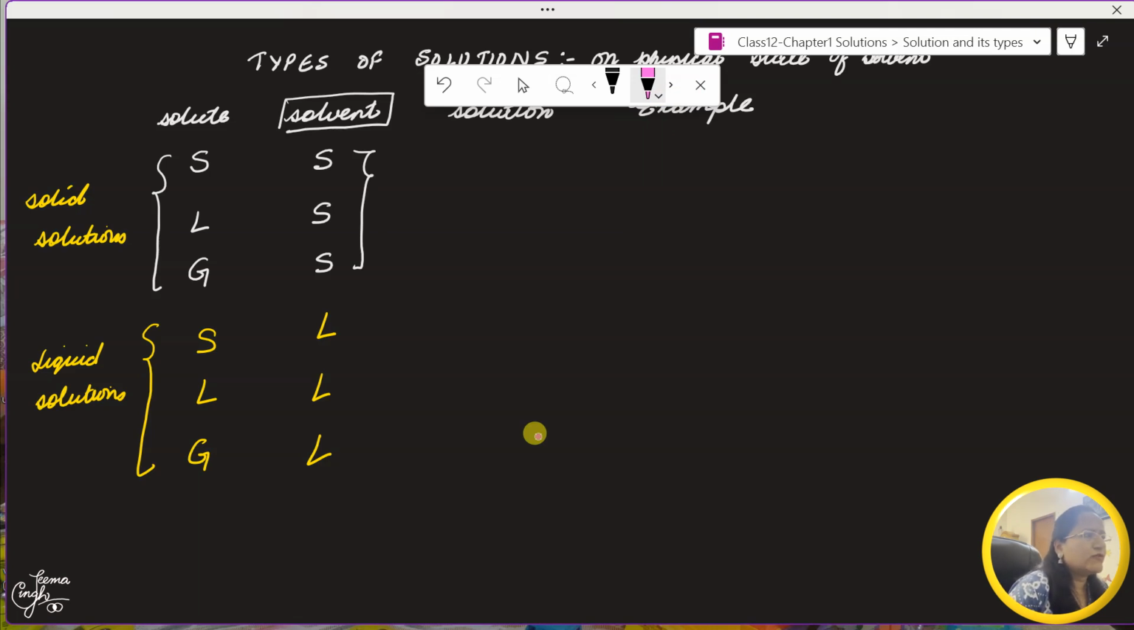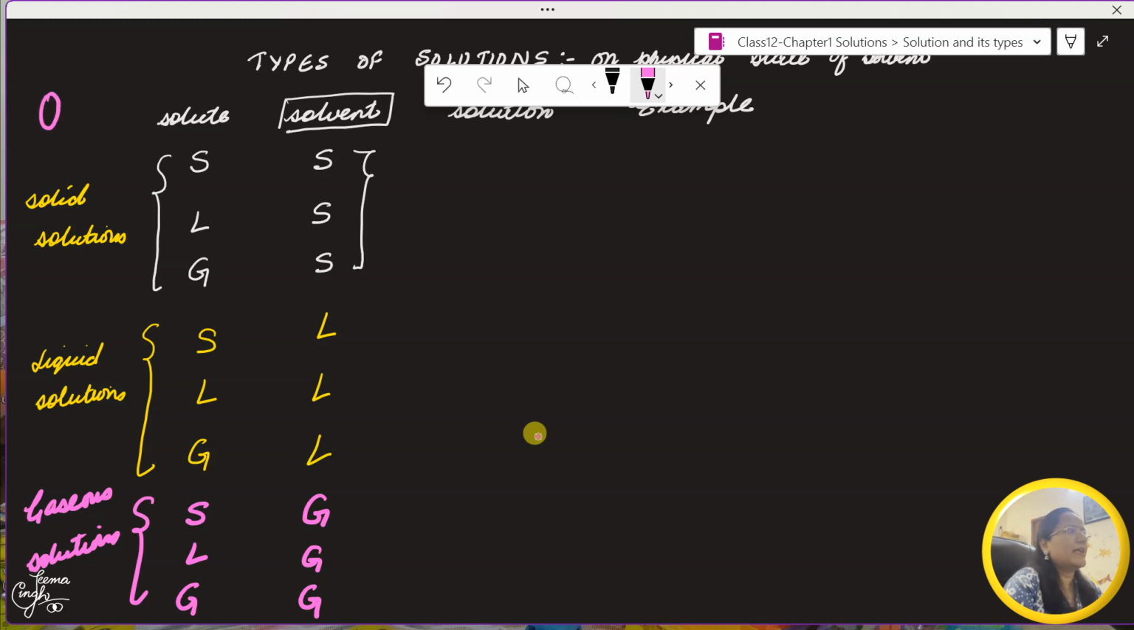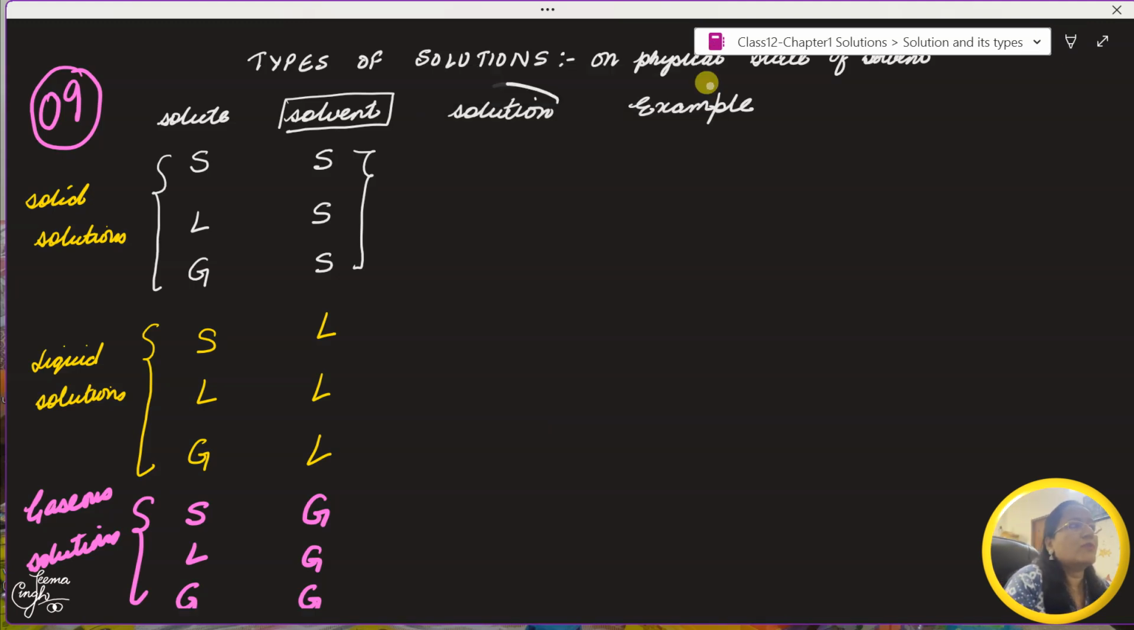The next form of solvent is gaseous. G, G, and G. And your solute can be either solid, liquid, or gas. Since the solvent is gas, they are called gaseous solutions. So we have 3 solid, 3 liquid, and 3 gaseous solutions. In total, how many? 9. All right. So this part is learned. So you have solid solutions, liquid solutions, and gaseous solutions. Clear?